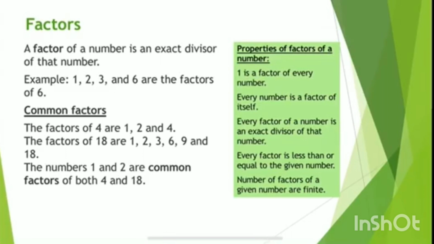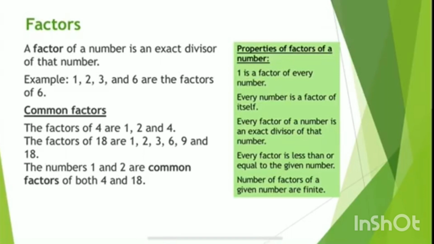Factors are always smaller than or equal to that number. Now, the numbers which are common between the factors of 4 and 18 are 1 and 2. So, 1 and 2 are the common factors between 4 and 18.